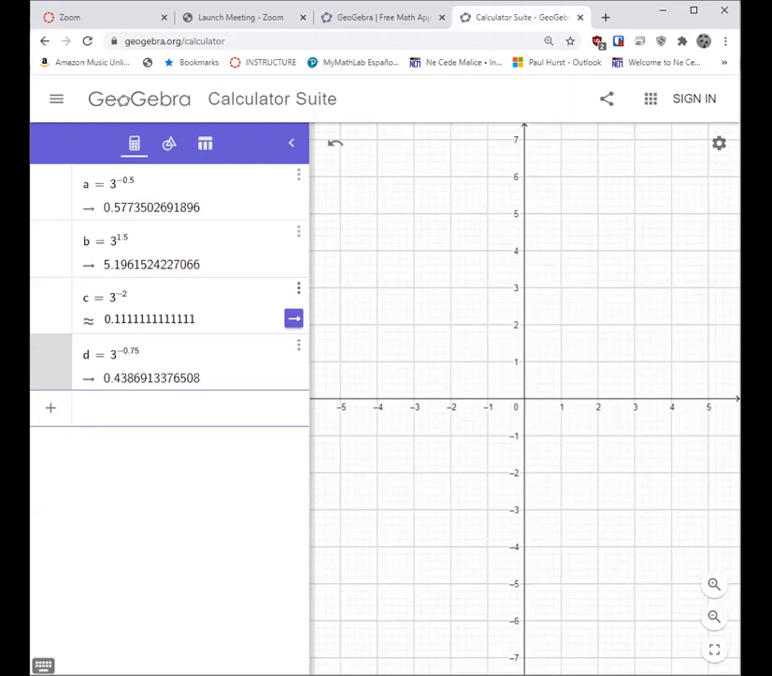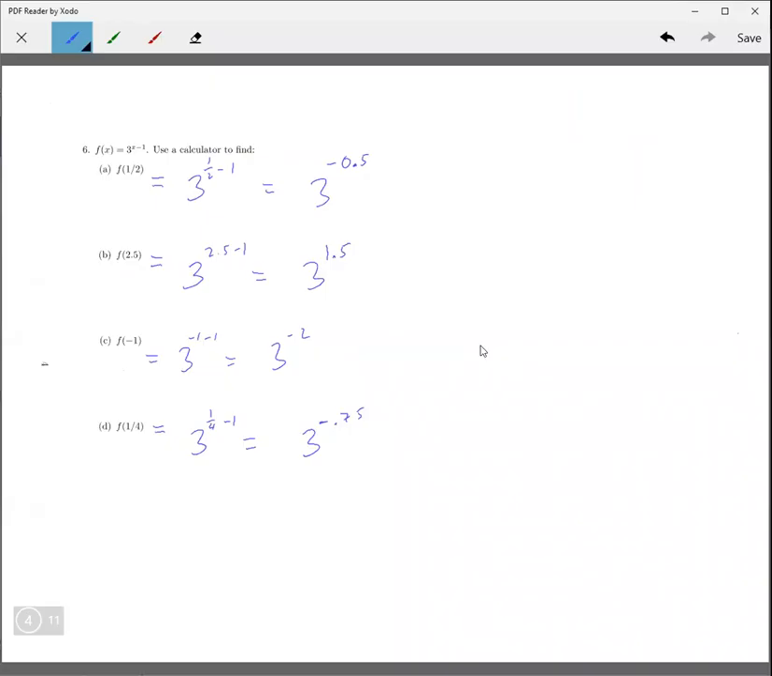Great. Let's go back to the document and put in what we found from Geogebra. This is an approximation, 0.577. That's approximately 5.196.